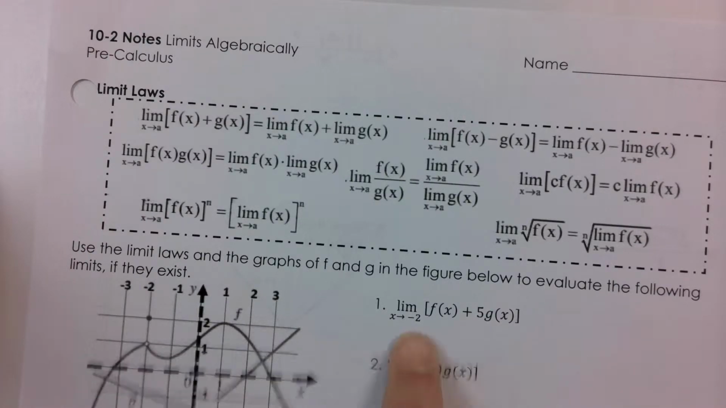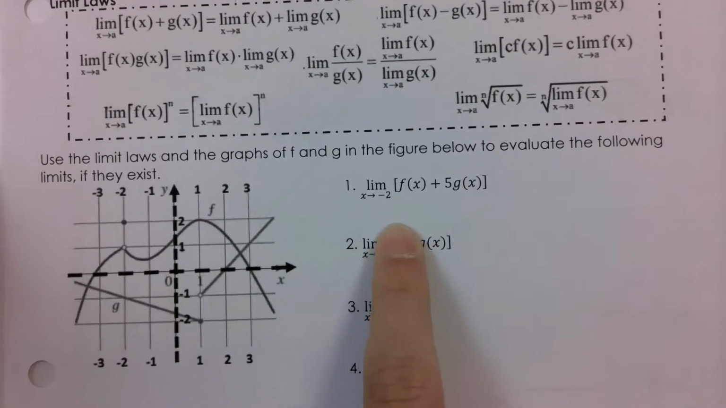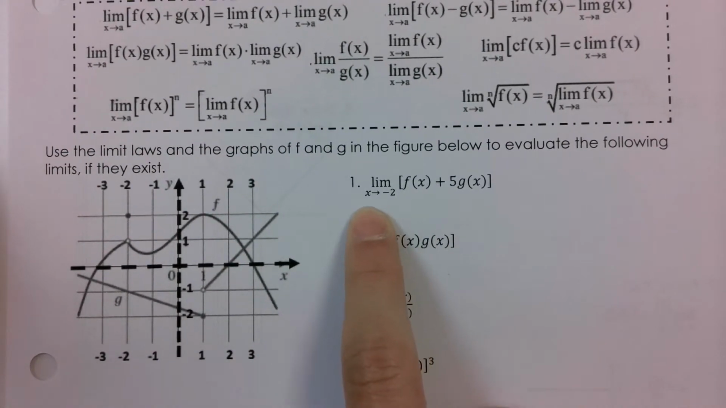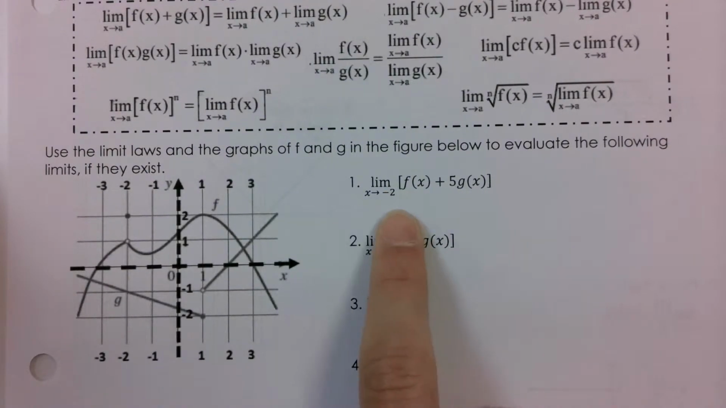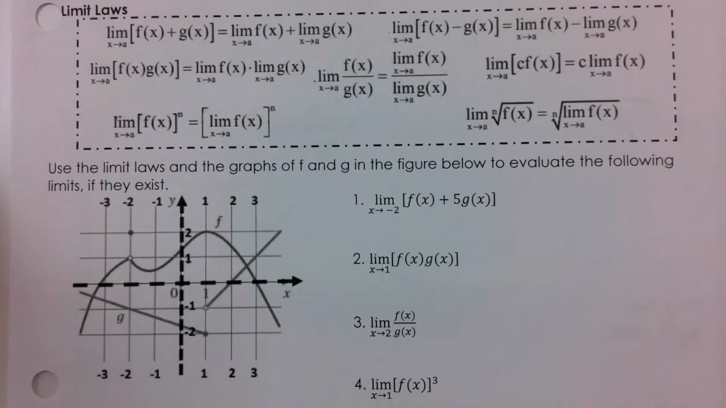All right, so for the first one here, we could technically break this down and say this is the limit as x approaches -2 of f of x plus 5 times the limit as x approaches -2 of g of x, and split that up into a bunch of different stuff. But I think it's a little bit unnecessary for what y'all need to do. Once you go to calculus, we'll need to do that. But right now, we don't need to.